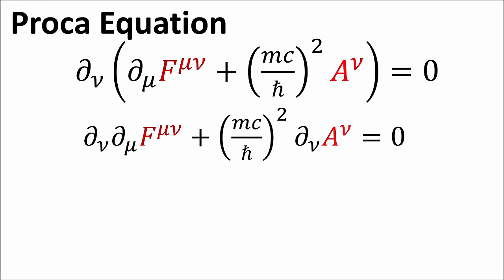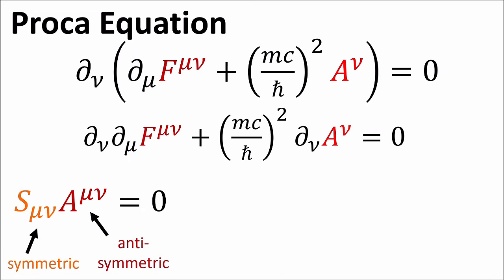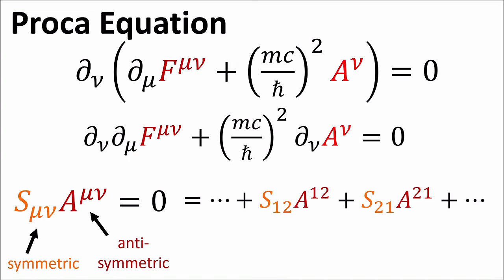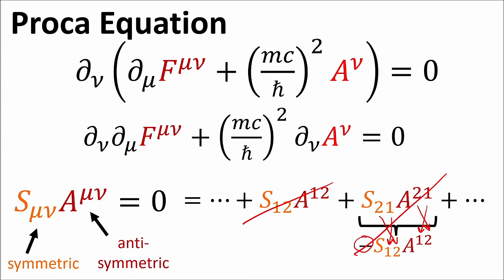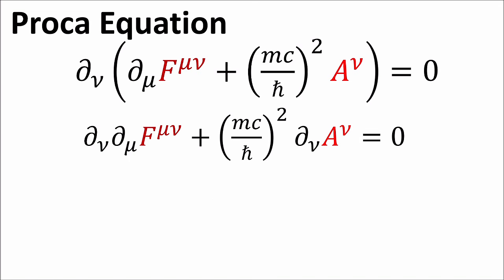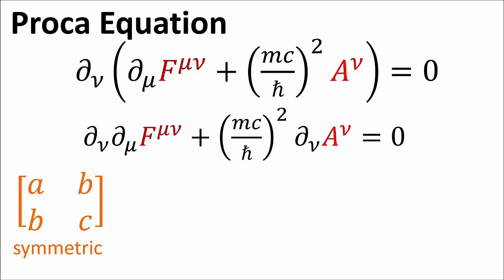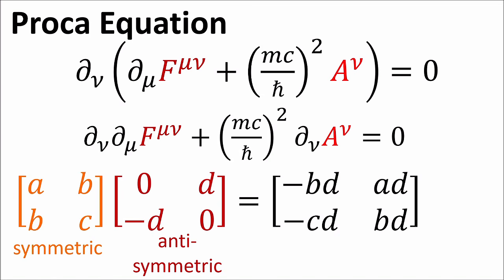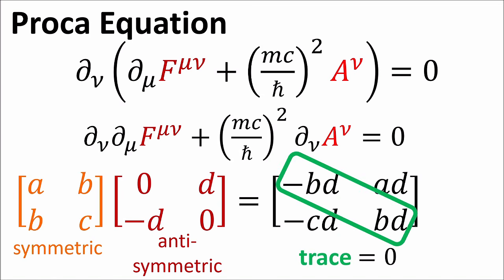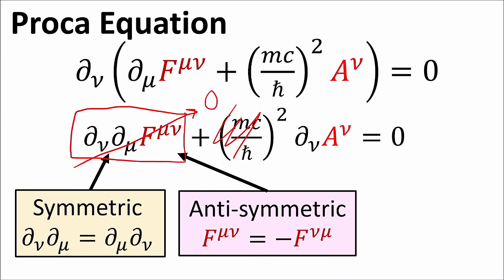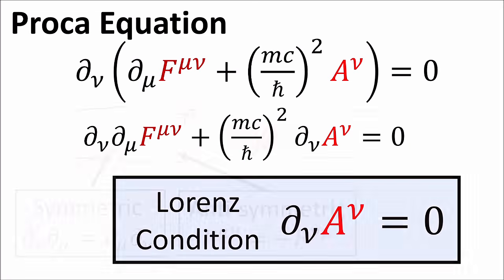Now, it's a theorem that when we have a symmetric tensor that is completely summed with an antisymmetric tensor, the result is always 0. This is because every term in the summation will always get cancelled out by another term with the opposite sign. If you like, you can think of this as saying that multiplying a symmetric matrix and an antisymmetric matrix together and taking the trace will always give 0. So if we know this summation goes to 0, we're left with this property here for the vector A, which is called the Lorenz condition.